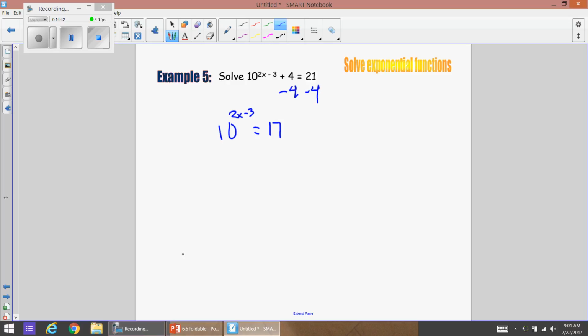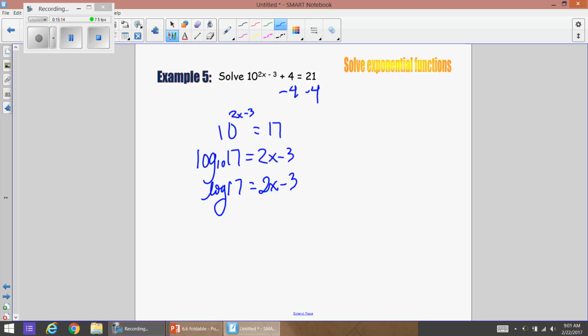Now we're in the same exact spot we were in for the last example. You have an exponential on one side, you have it equal to a number on this side. What do you do? You're stuck. When you're stuck, you rewrite. So this is log base 10 of 17 equals 2x minus 3. All right, now right here I want you to stop. Log base 10 is just a log. You don't need to write the 10.